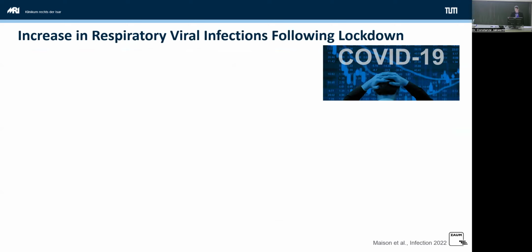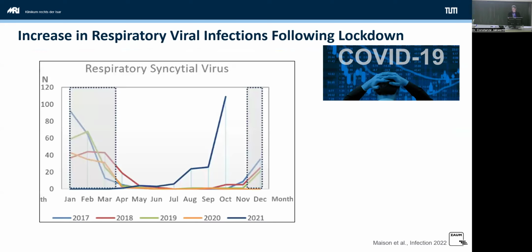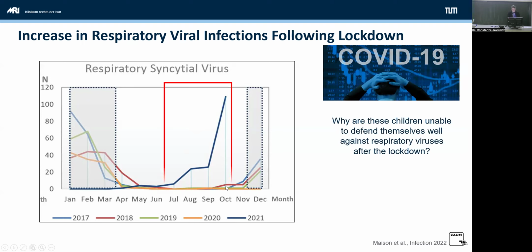COVID-19 taught us a lot of things. And in regard to the RSV infections that I've talked about, I would like to mention a study from Dr. Maison, who was also so nice to join us here today, and which showed that children in 2021 have a steep increase in RSV infections. This is now the data from RSV. It's also the same for the rhinovirus. But if you compare that to children from 2020, 2019, 18, 17, they didn't show this increase.